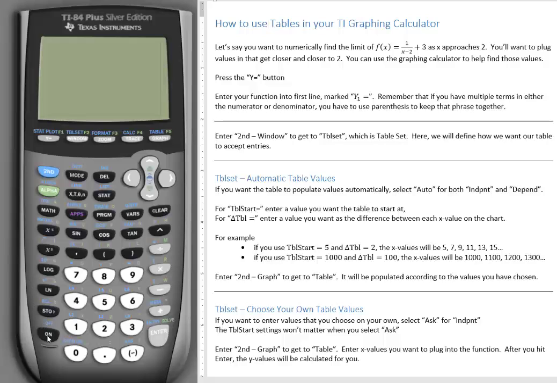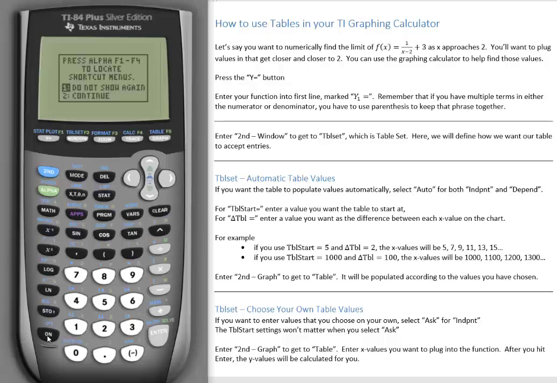So first, let's turn our calculator on. And what we want to do is enter our equation, our function. And so you're going to go to the y equals button. And I'll type in the function that we're talking about, 1 over x minus 2, plus 3.